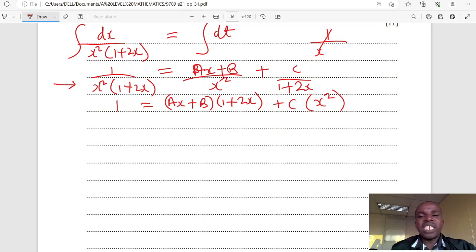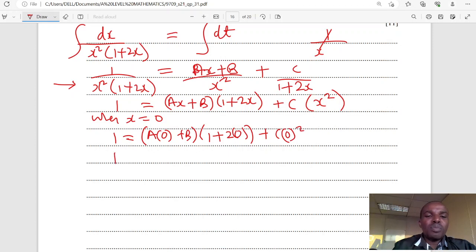So we have to use the elimination method in this case. I can say when x goes to 0, I can eliminate a and c. When x is equal to 0, then it will be 1 equals a times 0 plus b, times (1 plus 2 times 0), plus c times 0 squared. So a will be reduced to 0, and this part also, so it will be b times 1. So b is equal to 1.